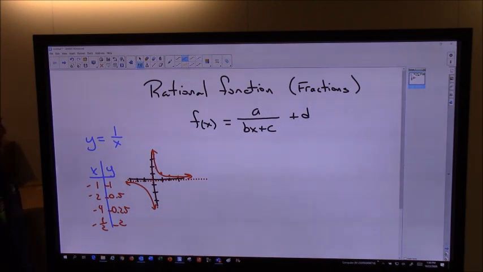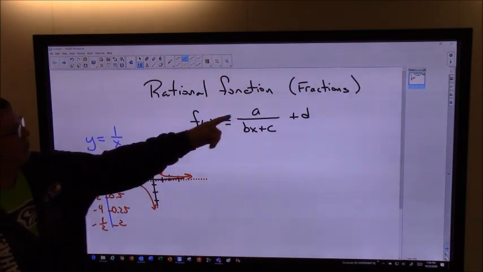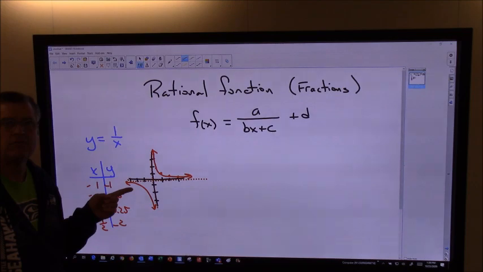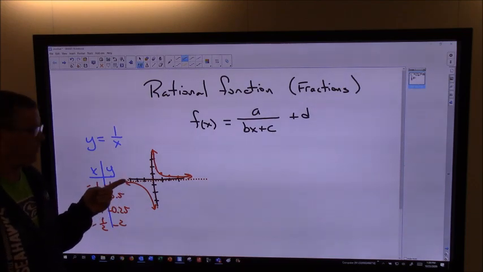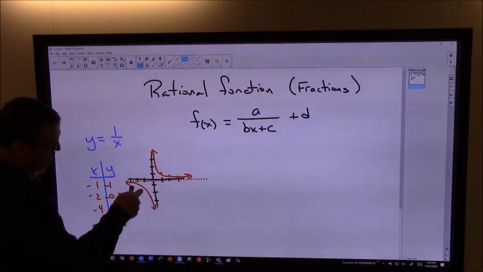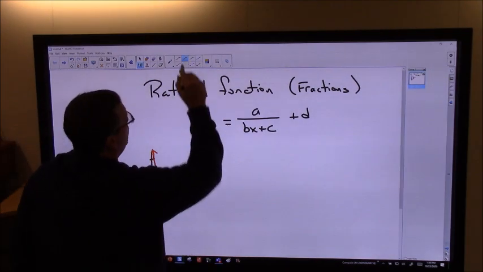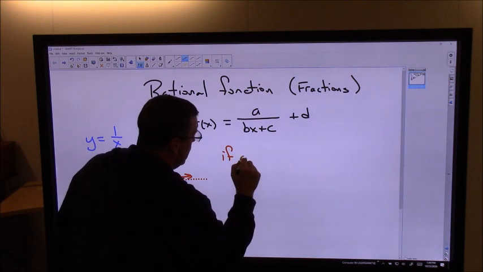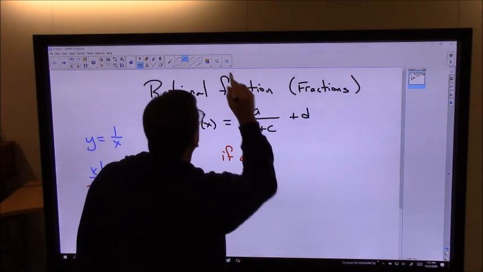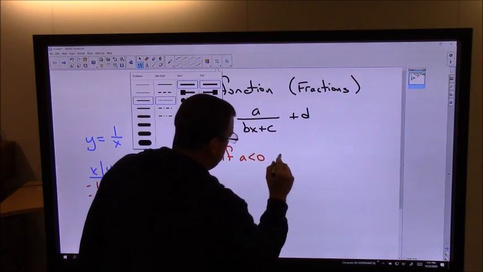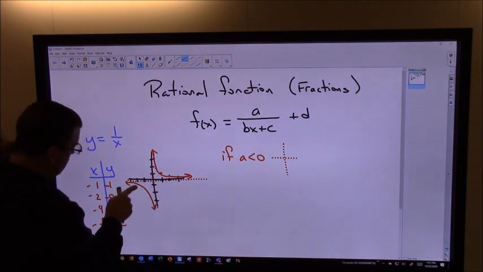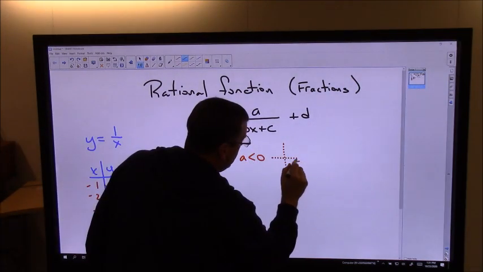So what are some of the rules we've talked about so far? Well, what happens if a is negative? What does that do to this graph? Yeah, we know this by now, right? It flips it across the x-axis. So this piece would flip down here, this would flip up. So if a is less than 0, which means it's negative, then I would have my two asymptotes. And this part would flip down, this would flip up. The graph would look like this.